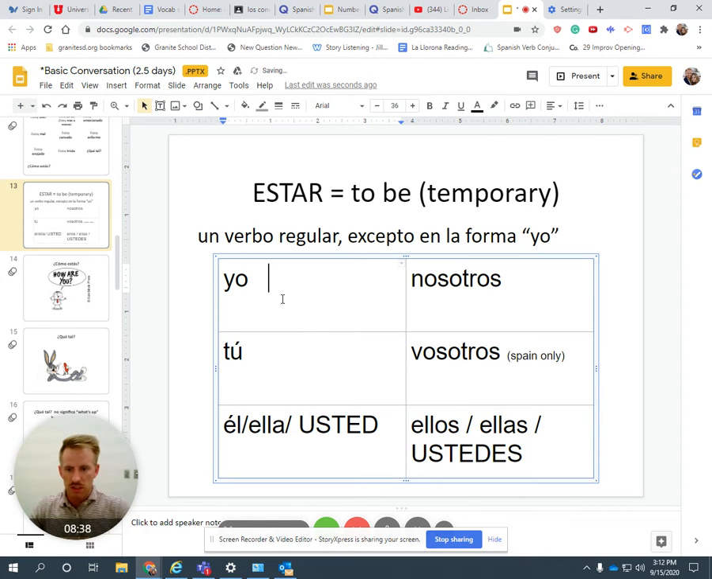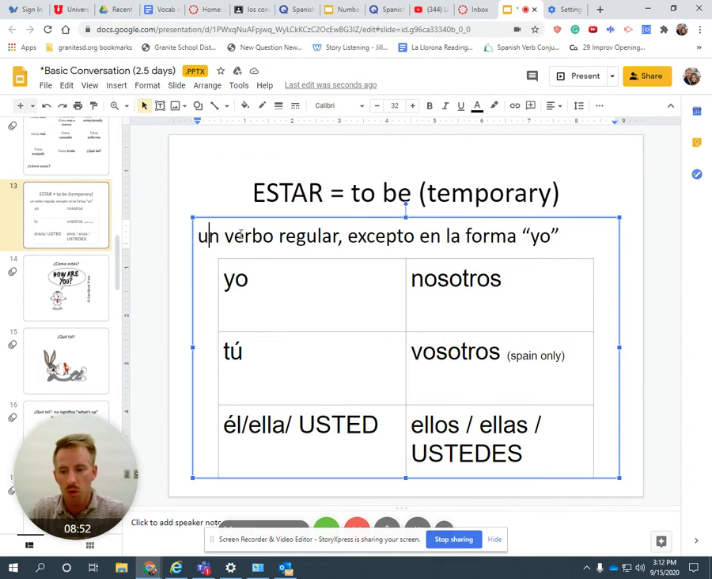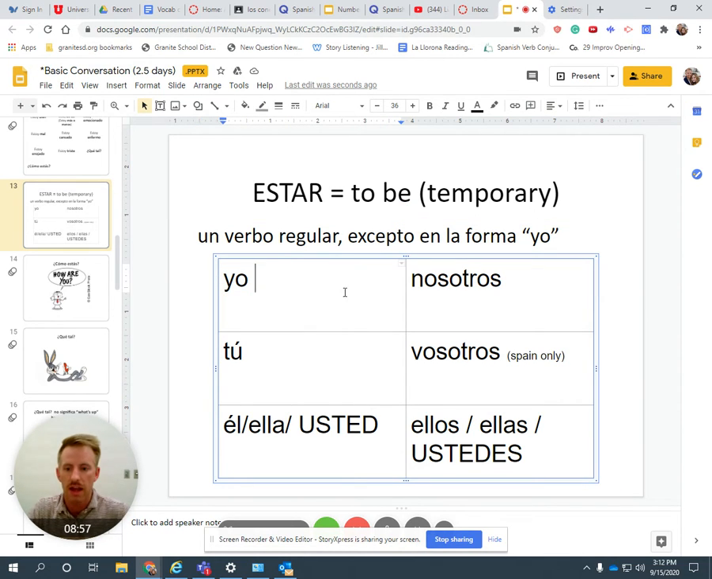Entonces, estar, el verbo estar, we're going to conjugate it. So if you remember from last week, the first thing we do is we take off the ending. So this happens to be an AR verb. There are ER verbs, IR verbs. This is a regular verb. Es un verbo regular, excepto en la forma yo. So here's our yo form. So it's going to be regular, except for in the yo form. And I will tell you more about what that means. Right now, I just want you guys to see what's happening. I don't want you to worry about memorizing every single ending of the verbs yet.